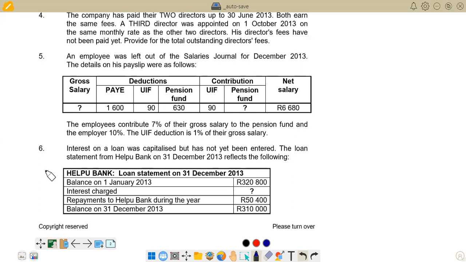Today we want to look at the question paper of February, March 2014. We're just going to look at an aspect on that question paper that is on interest capitalized. We are going to go through the calculation of interest capitalized.